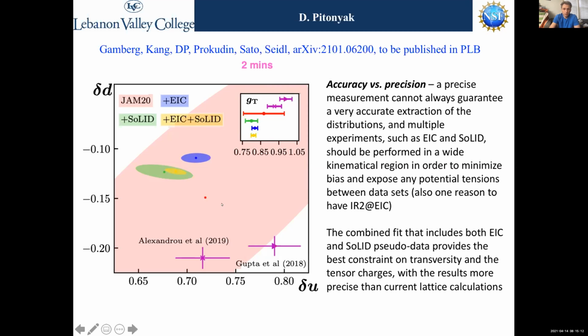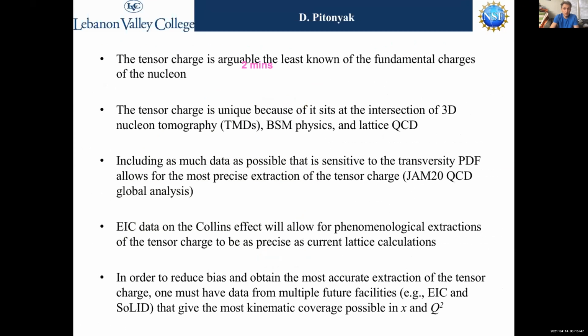And we claim that the combination of EIC and SoLID covers the widest range, and therefore it would have the most accurate results. And together they would give precision which is better than the current lattice results. And this is also one reason to have interaction region 2 at the EIC detector as well, in order to cover the possible region. Complementarity is very important, and the coverage is very important. So this brings me to my conclusions.